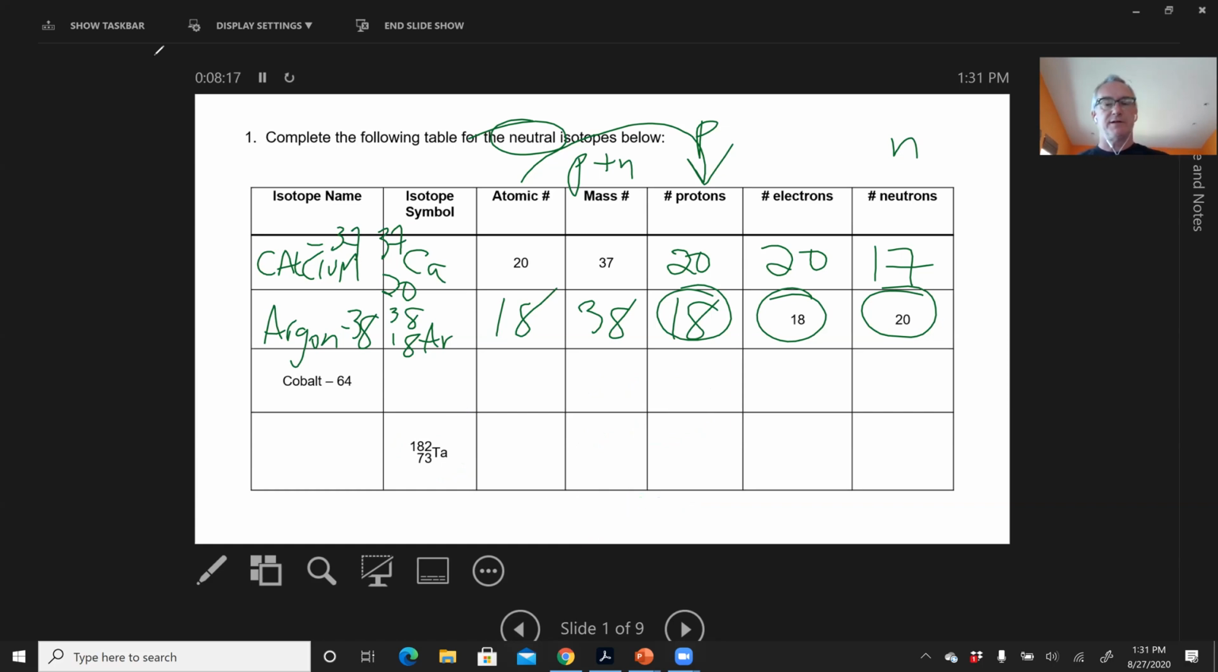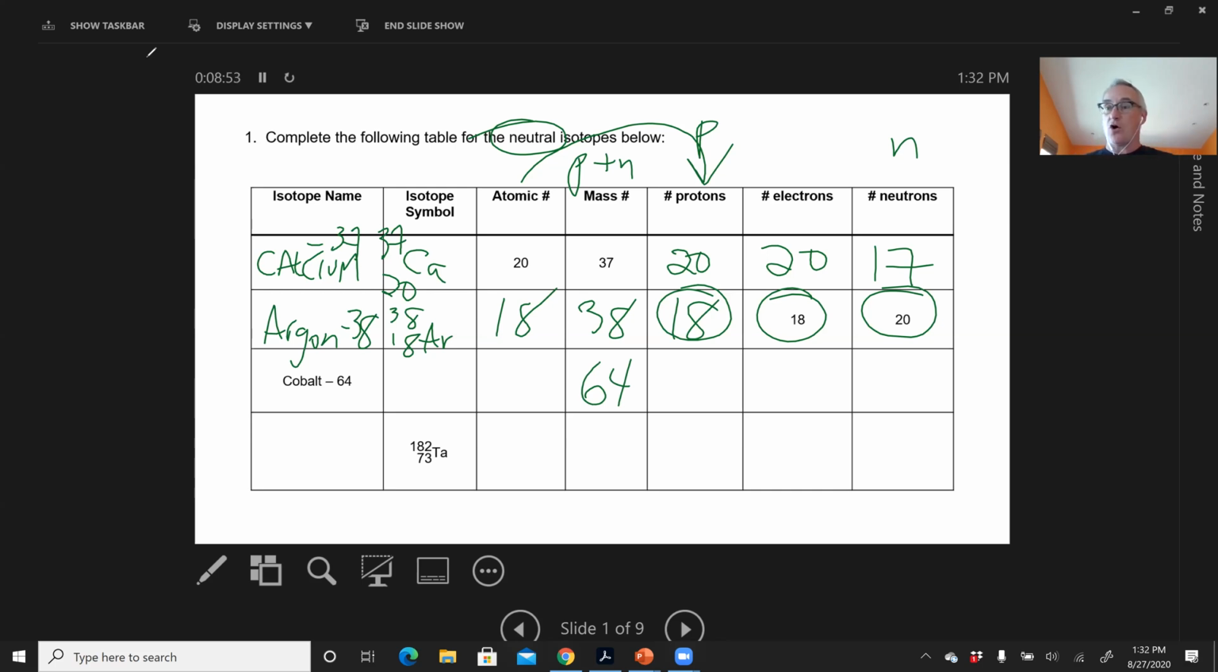So we'll do one more and you guys can do tantalum by yourselves. So cobalt-64. That's it. That's the only information we get. So there's one thing we can automatically fill in immediately. Is it the atomic number, the mass, protons, electrons, neutrons? What number do we immediately know just by looking at that? The mass. Cobalt-64. The mass. Yeah, we immediately know, well, okay, that's 64. So that's 64.